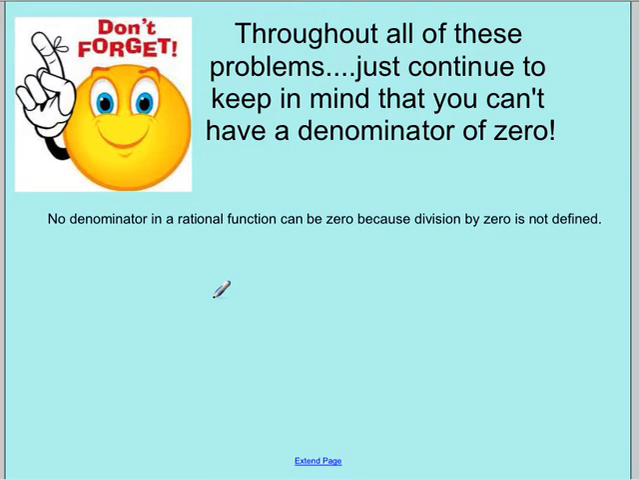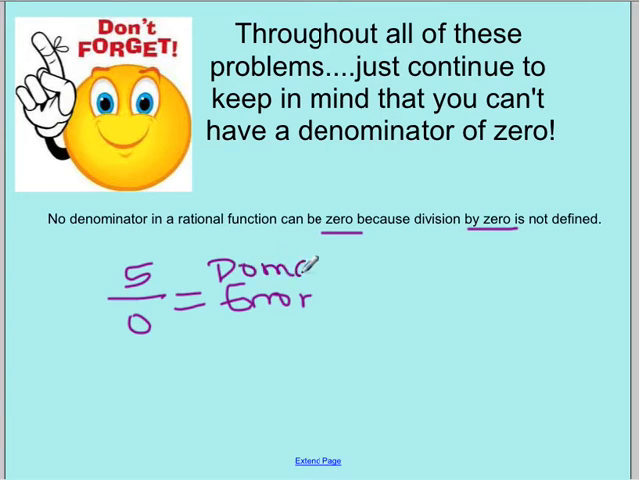Important, throughout all these problems, just continue to keep in mind that you can't have a denominator of 0. No denominator in a rational function can be 0 because division by 0 is not defined. If you ever forget, if you can take a number divided by 0, try it on your calculator. It's either going to say error, domain error, or give you a thing showing that you can't do it. And then also, if you're not sure, you could do 0 divided by 5. This will, on your calculator, say 0. So if you're not sure which way it is, check on your calculator. Use that tool to help you out.